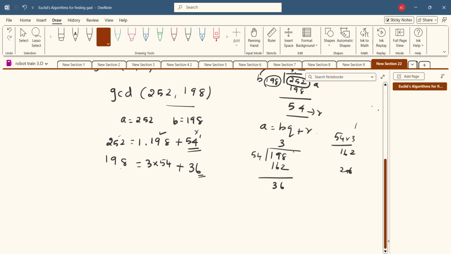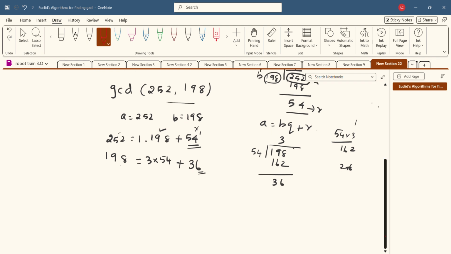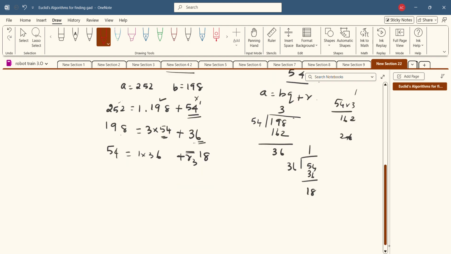And third step, r3 is the remainder when r1 is divided by r2. That means 54 divided by 36. How many times is 36 in 54? 1 time only. So 36, and the remaining is 18. So we write 54 = 1 times 36 plus 18. So r3 is the remainder when r1 is divided by r2.